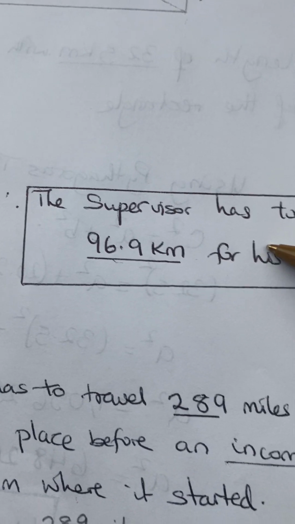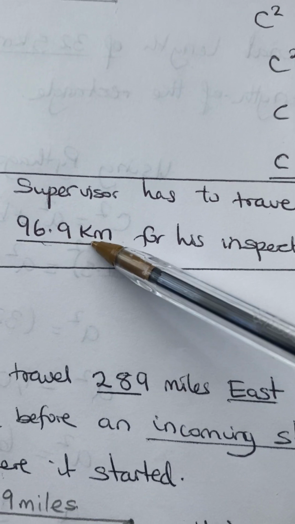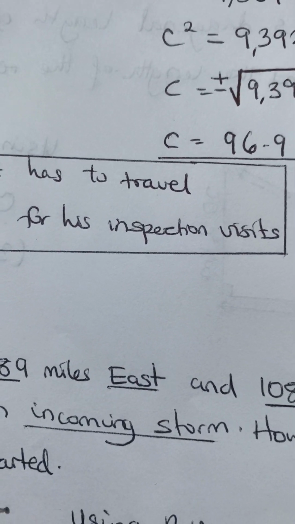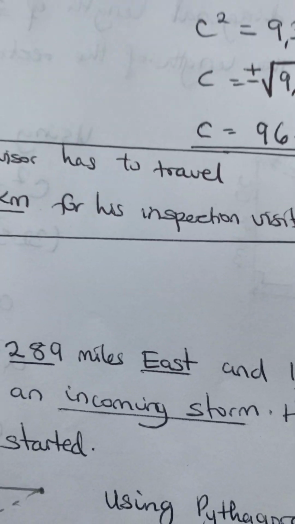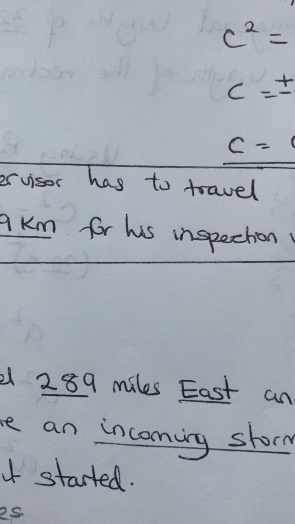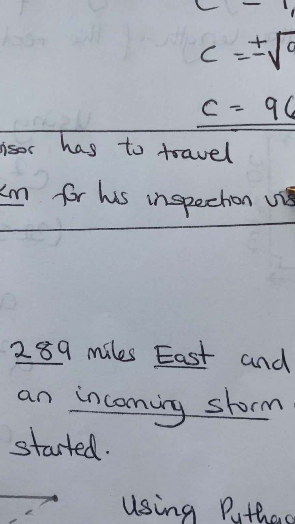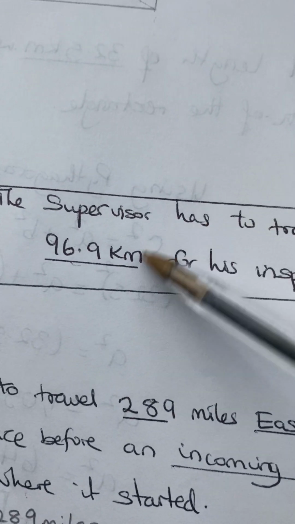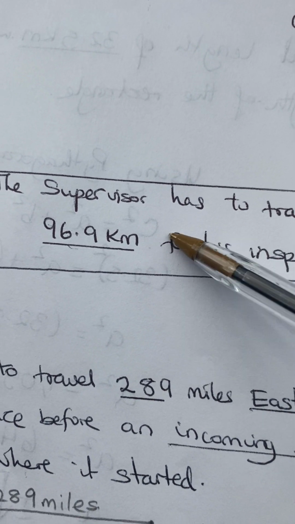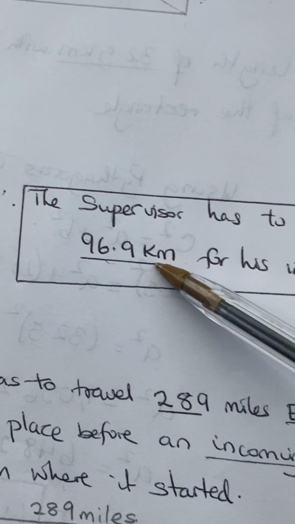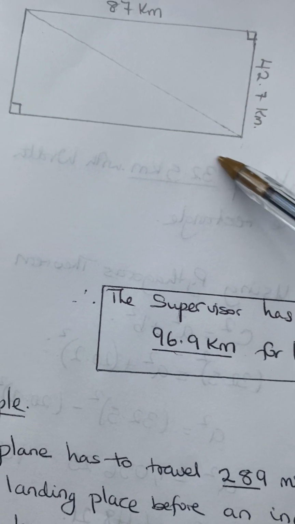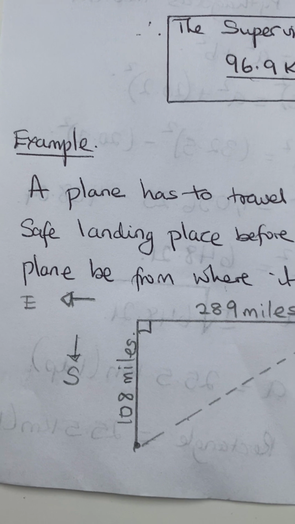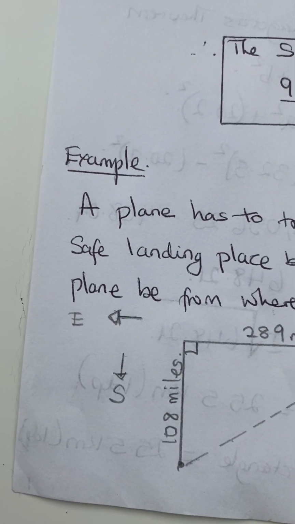So the supervisor has to travel 96.9 kilometers for his inspection visits. It might take him over a week, because if he doesn't do the right inspection and fill the boxes right and just ticks the boxes, if somebody gets hurt, he will have to answer for it and maybe lose his job. So this is how much the diagonal length is. That is one way of getting a real life situation question.